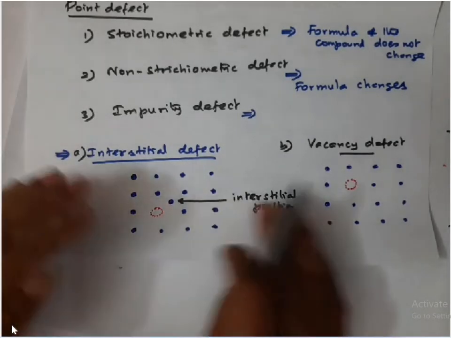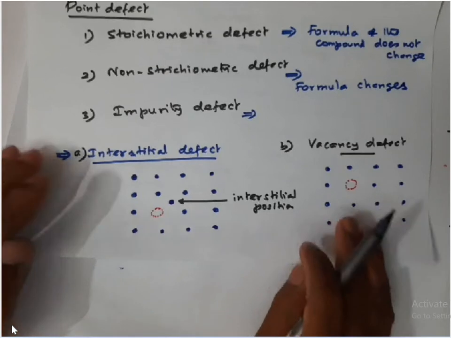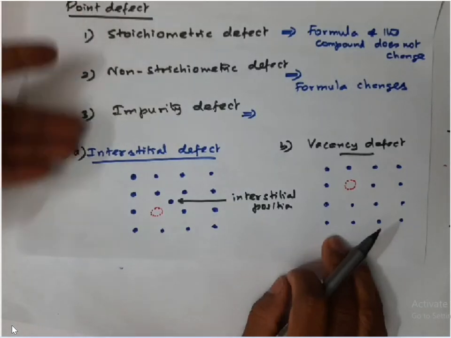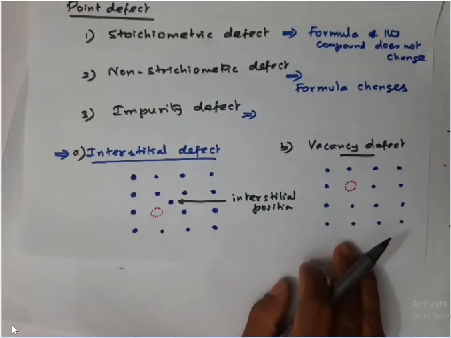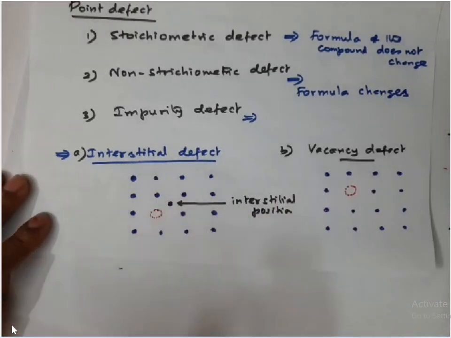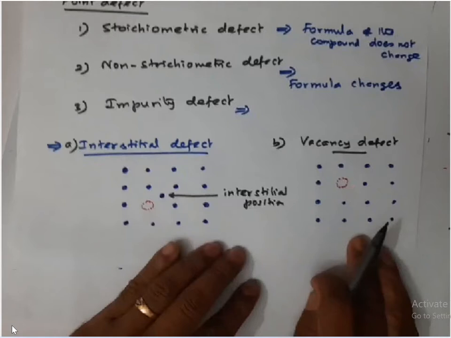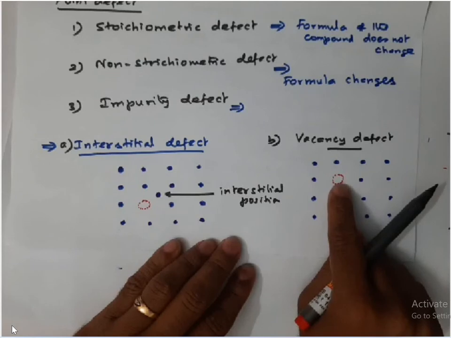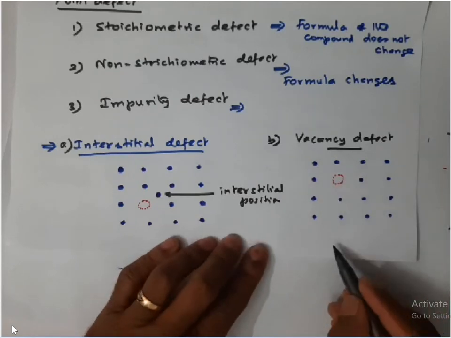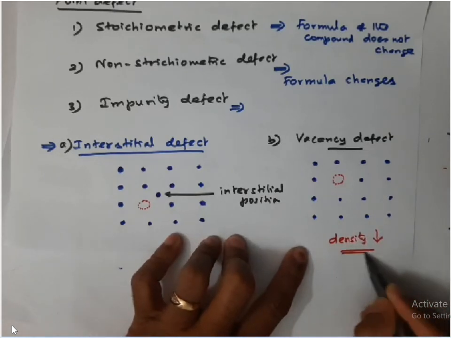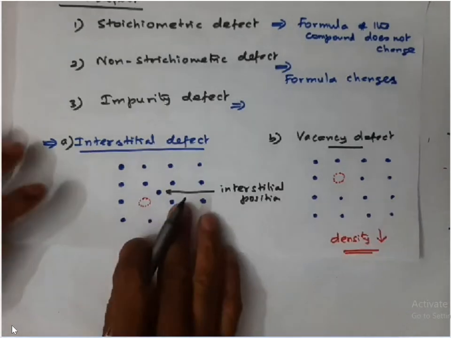These two defects are the common point defects. These common point defects are present in all three: stoichiometric, non-stoichiometric, and entropy. So first of all, remember what is meant by vacancy defect and what is meant by interstitial defect. Another important point: whenever a vacancy defect arises, this position is vacant, and the density of the crystal decreases.